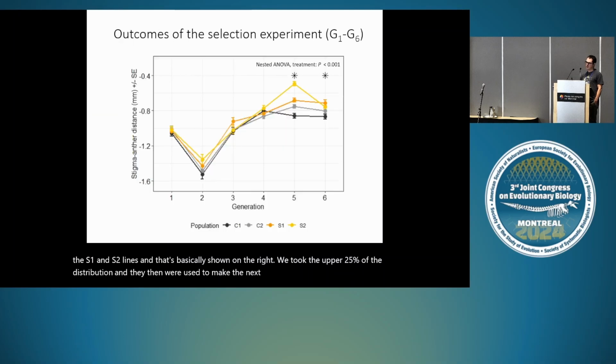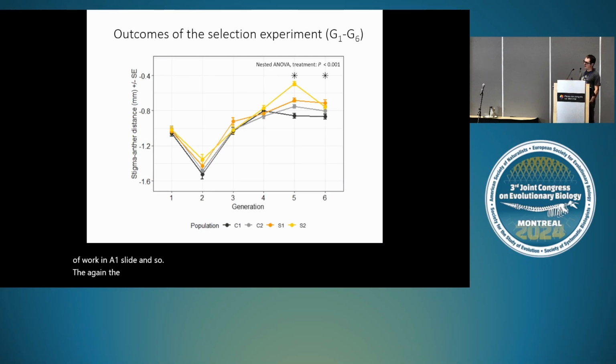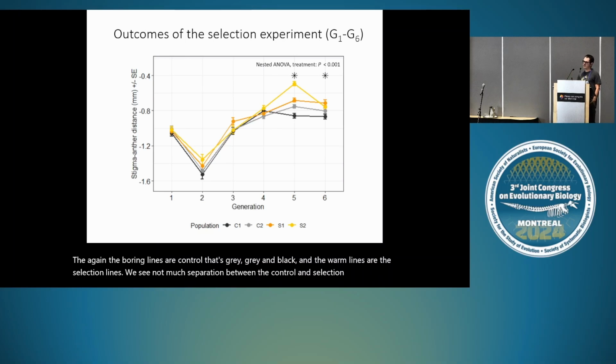Okay. So what did we find? A lot of work in one slide. Again, the boring lines are control, that's gray and black, and the warm lines are the selection lines. We see not much separation between the control and selection lines until generations 5 and 6, where that becomes significant. One thing you might naturally ask is what's going on with generation 2? That's what I always think when I see this slide.